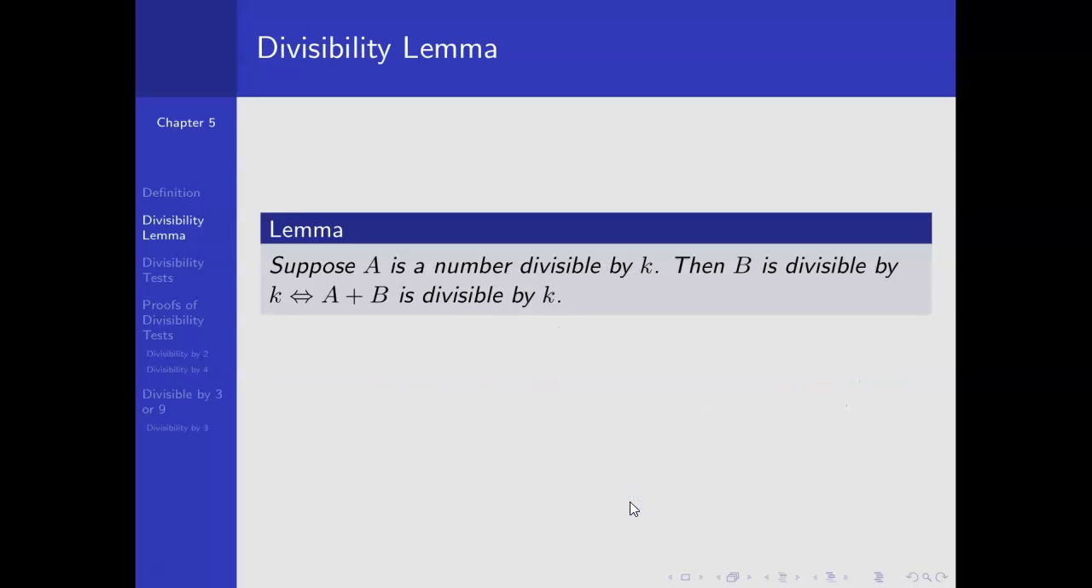Now we are ready to talk about the divisibility lemma. It's a very useful lemma that we apply over and over again. And it says, suppose A is a number divisible by K, so think A is a multiple of K. Then some other number B is divisible by K, so it's also a multiple of K, if and only if, when we add them together, we get something that is divisible by K. In other words, the sum is a multiple of K.